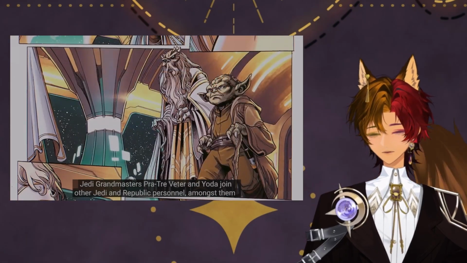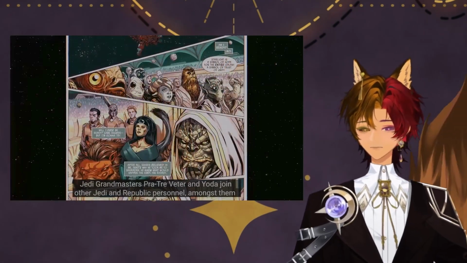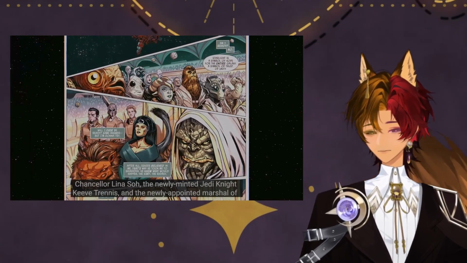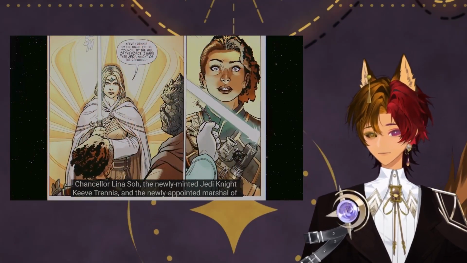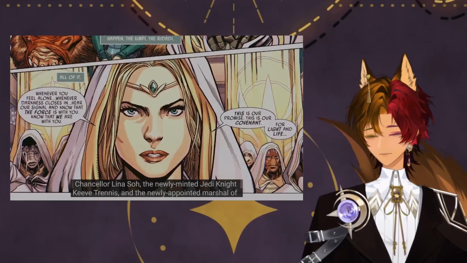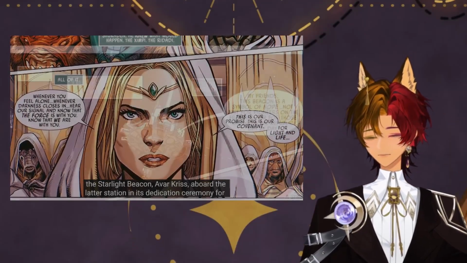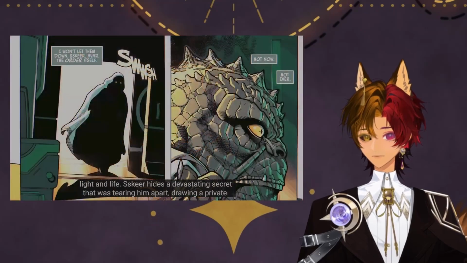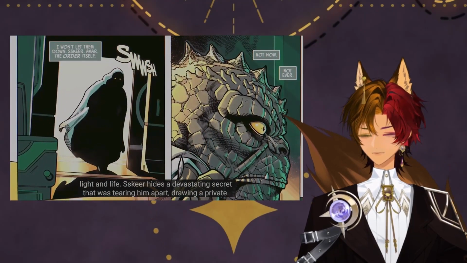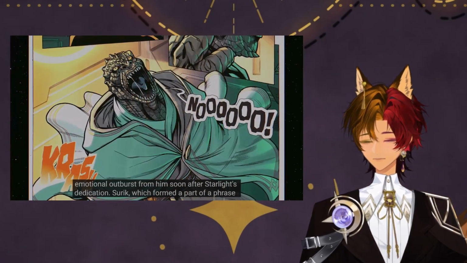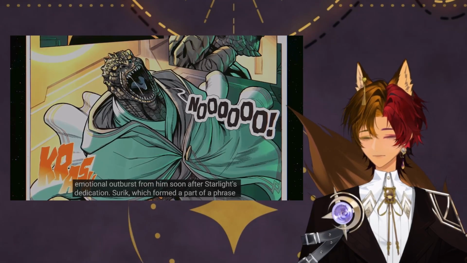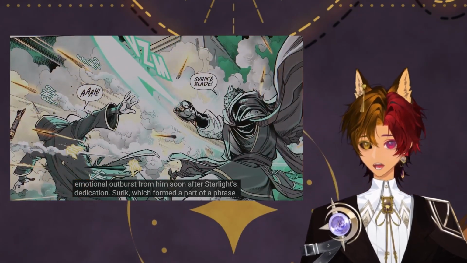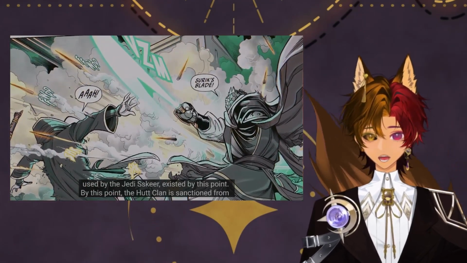Jedi Grandmasters Patre Vetter and Yoda join other Jedi and Republic personnel, amongst them Chancellor Lena Stowe, the newly minted Jedi Knight Keeve Trennis, and the newly appointed Marshal of the Starlight Beacon Avar Kriss aboard the latter station in its dedication ceremony for light and life. Skier hides a devastating secret that was tearing him apart, drawing a private emotional outburst from him soon after Starlight's dedication. Surik, which formed a part of a phrase used by the Jedi Skier, existed by this point.